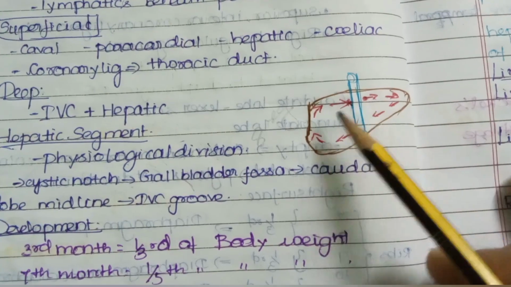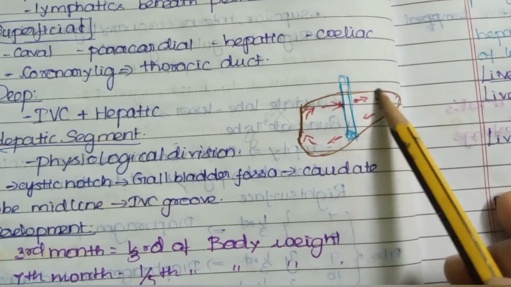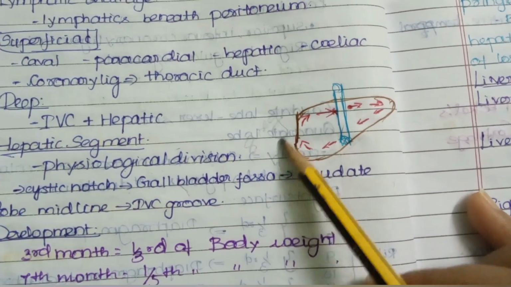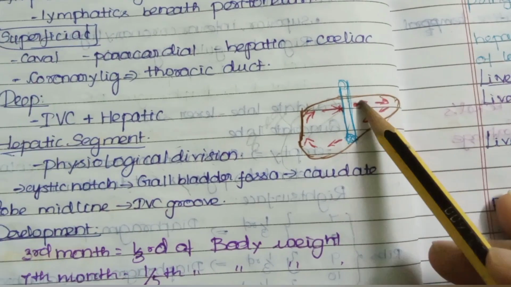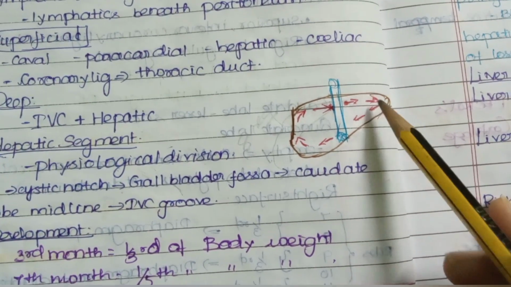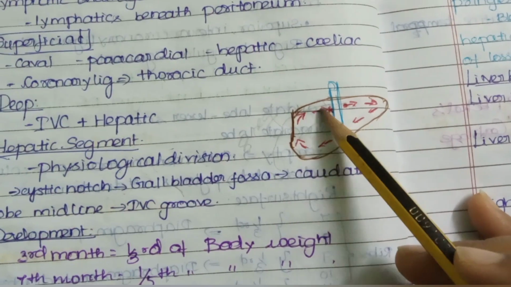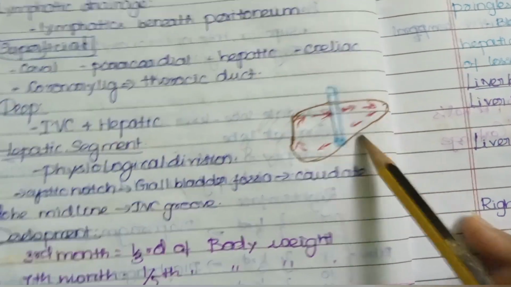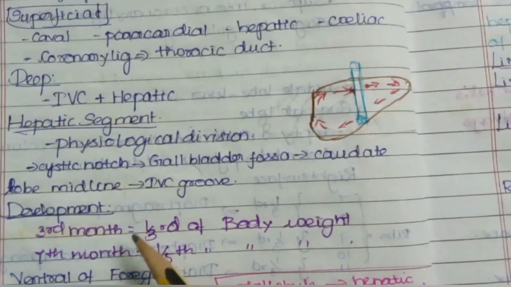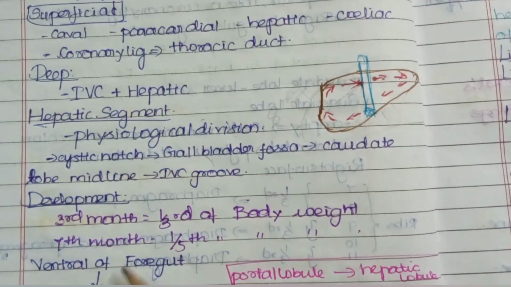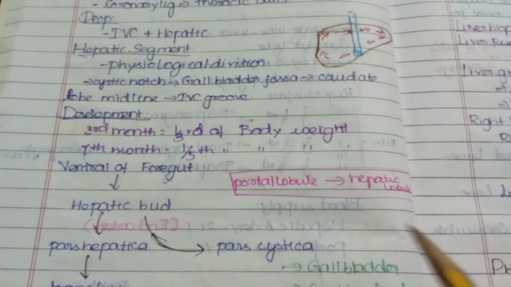You draw an arrow like this. First segment, 2, 3, 4, 5, 6, 7, 8. It is very important, we have to learn. So 8 segments are there. Now the development, right?